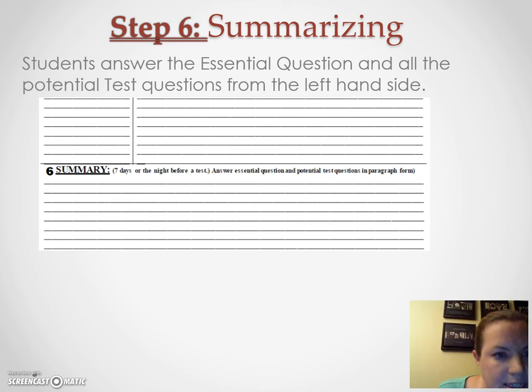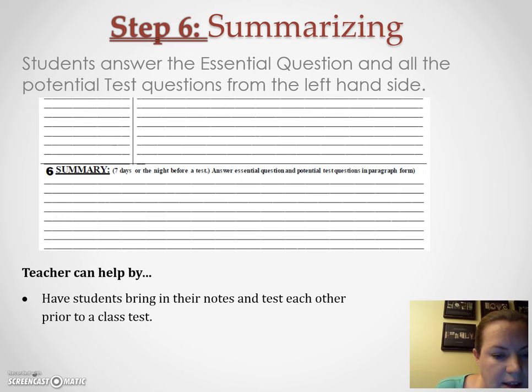Step 6 is summarizing, and this is 7 days after the initial time that they heard the information. This is when students go back and they answer the essential question that they wrote. They answer all the potential test questions that they wrote also, and use complete sentences. How can you help? Have the students bring in their notes and test each other.